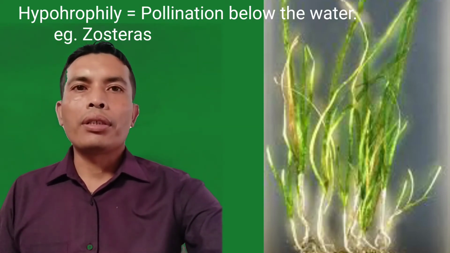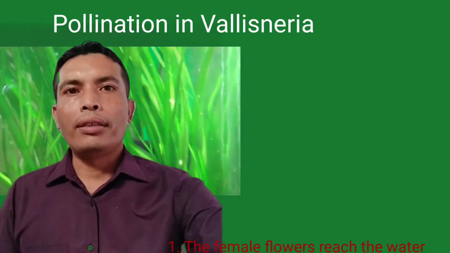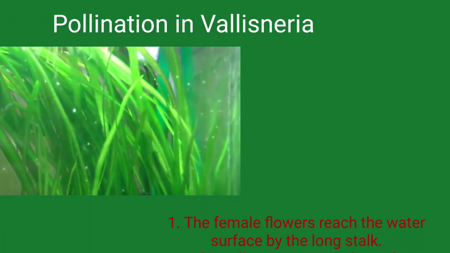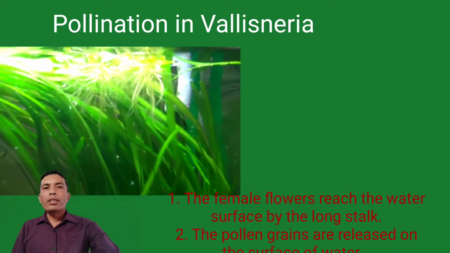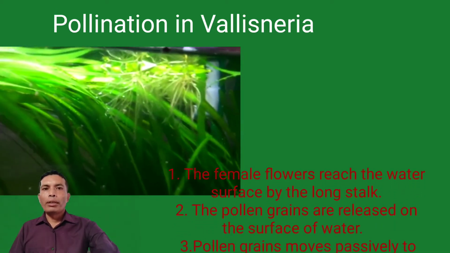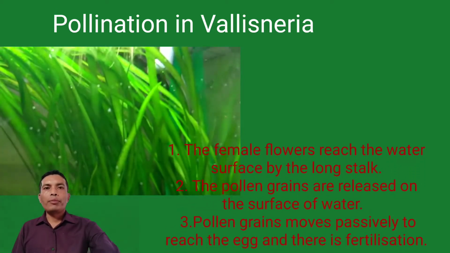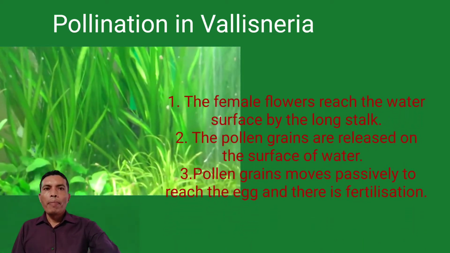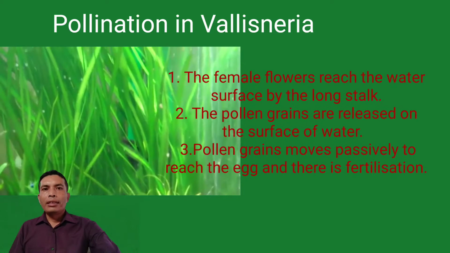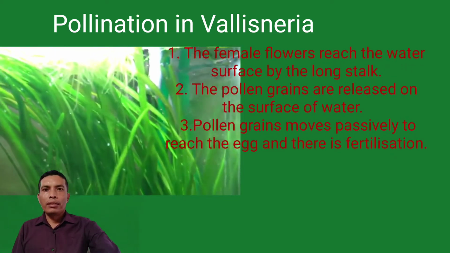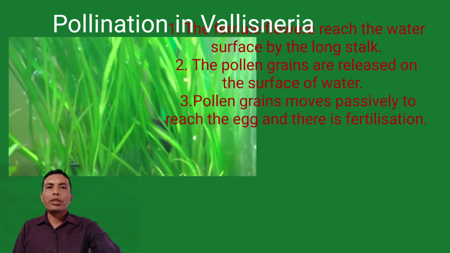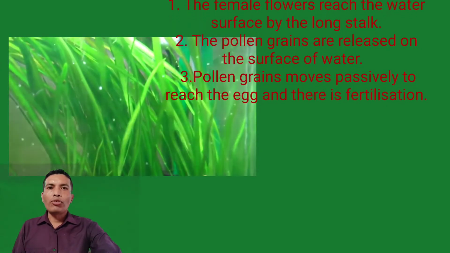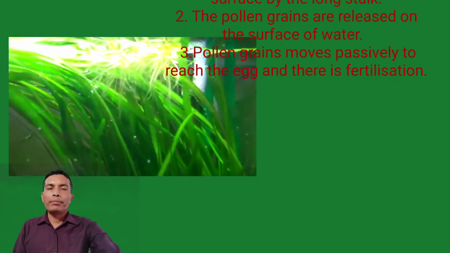The female flowers reach the surface of water by the long stalk. The male flowers or pollen grains are released onto the surface of water. They are then carried passively by water currents. The stalk of the female flowers coils and the flower is drawn back inside the water column.